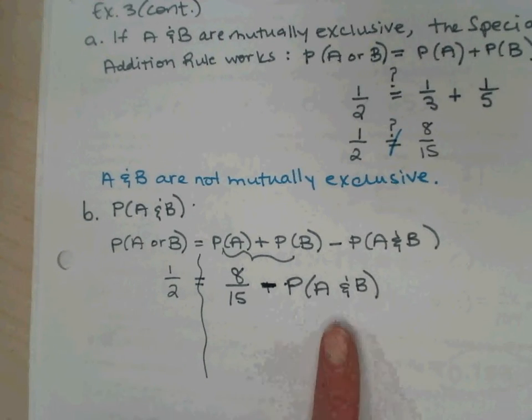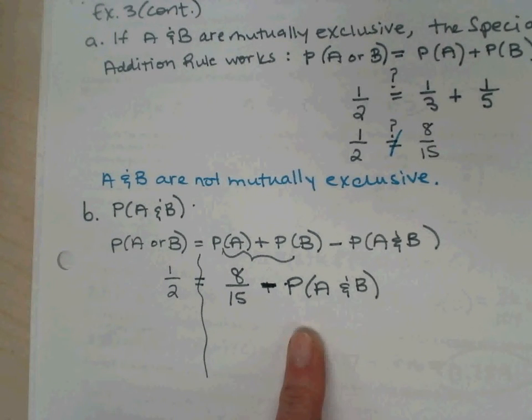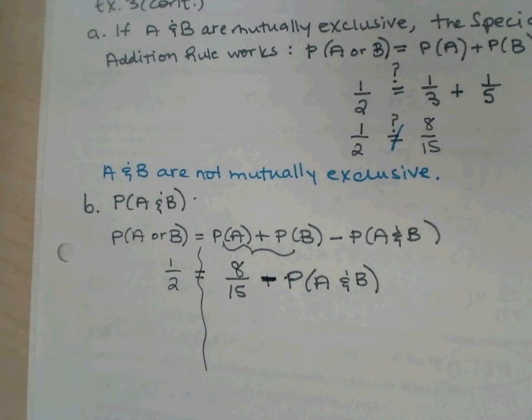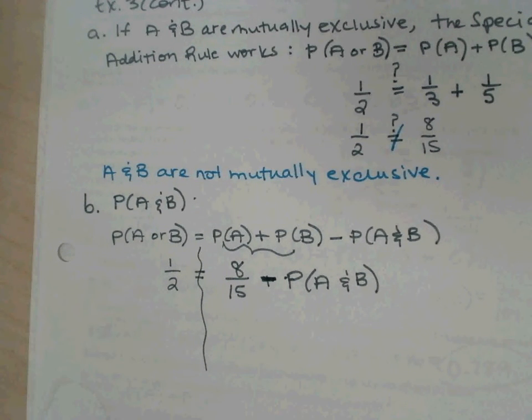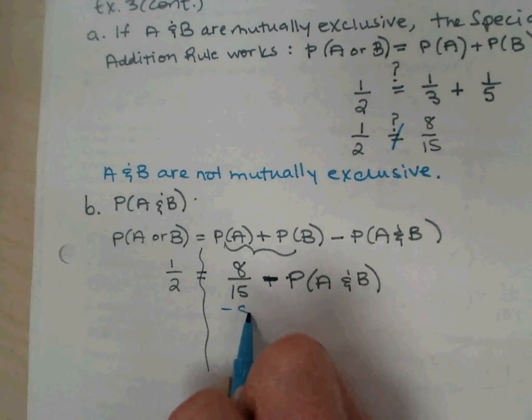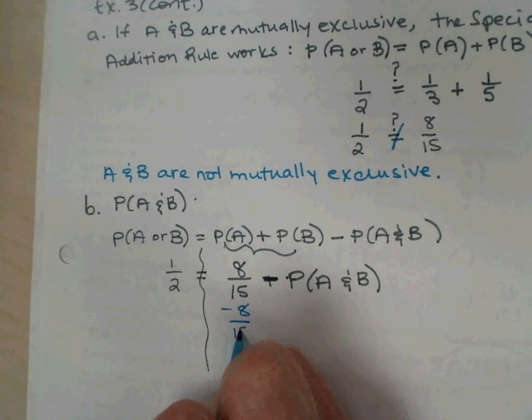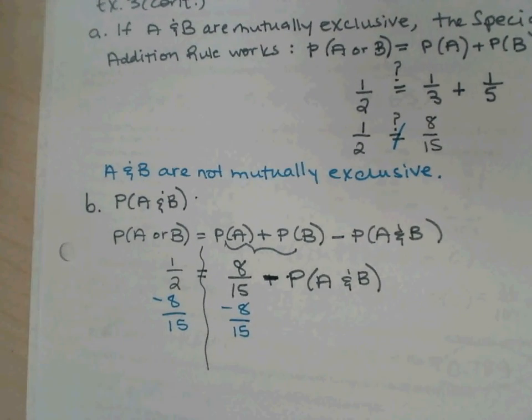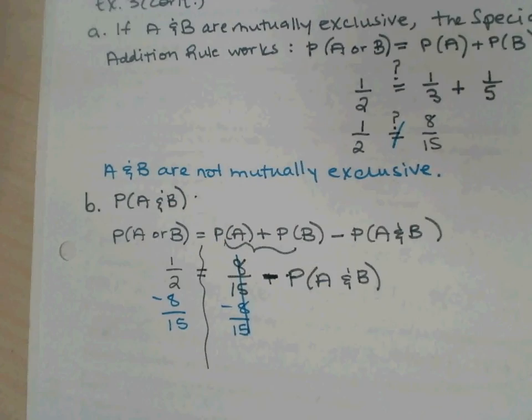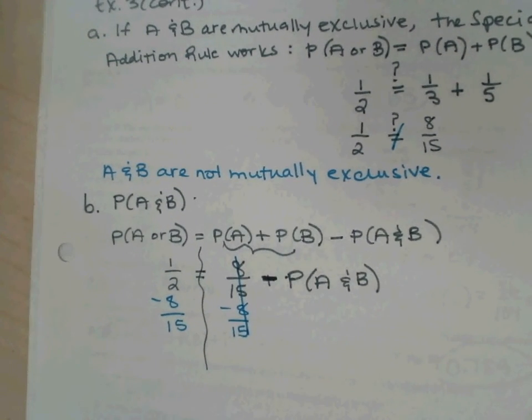So we have one unknown to solve for, the probability of A and B. That's what the question asked us to do initially. We're just going to start by subtracting the 8/15 from both sides, a quick little two-step algebraic equation. Subtract the 8/15 from both sides. Cancels that out. 1/2 minus 8/15 is going to be negative 1/30.